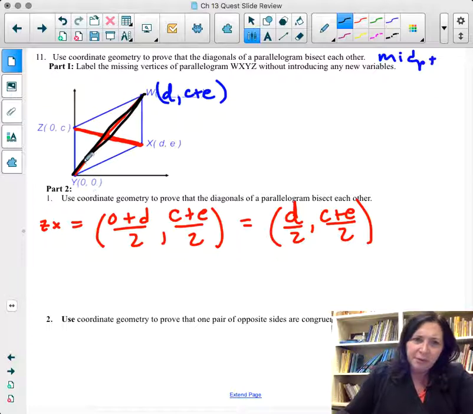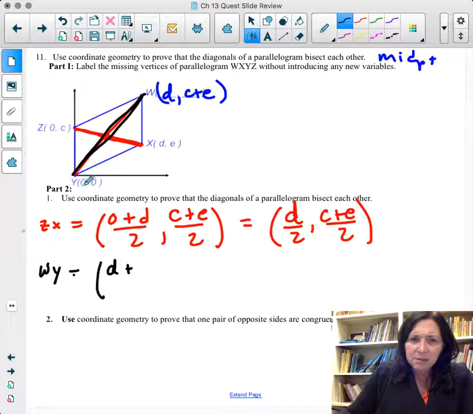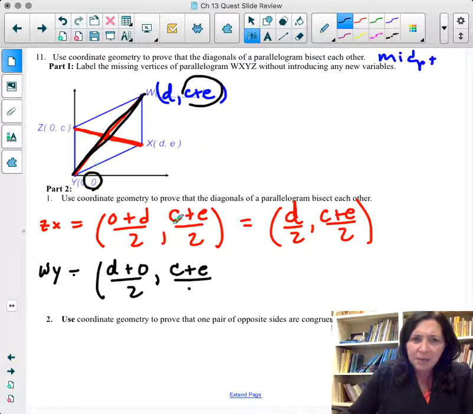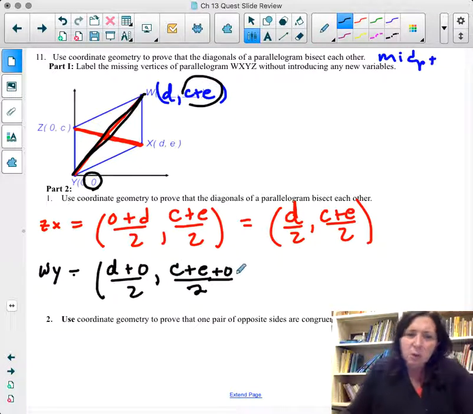So what are those letters? W, Y? Okay, so W, Y. So the midpoint of that is add your X's. So we're going to go D plus 0 over 2, comma, and then add my Y's. C plus E divided by, oops, don't forget this, add my Y's. C plus E plus 0, there we go, divided by 2, because that's one quantity. This is C plus E is one quantity.